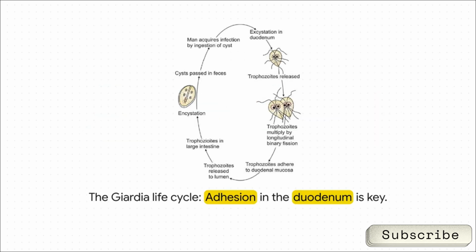The life cycle here is also fecal-oral. Someone ingests the cyst, but, and here's the huge difference, everything happens way up in the small intestine, specifically the duodenum. The trophozoites come out, they multiply, and they use those sucking discs to attach firmly to the duodenal lining. I'm going to say this again because it's so important. There is no invasion into the tissue. They just form a carpet on the surface.